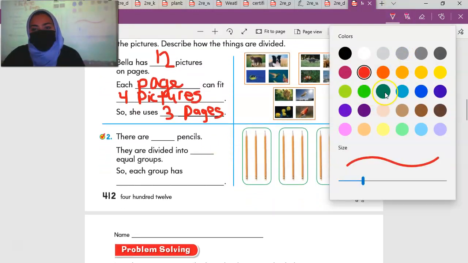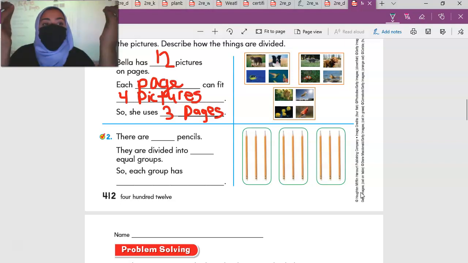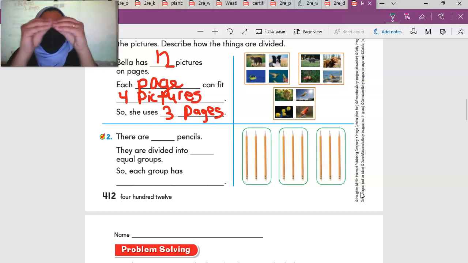Okay, do you guys kind of get it? All right. There are blank pencils. How many pencils are there? No. Guys, they're asking, the first number is always how many items there are in all, not how many there are in each group. That's not what they asked. So how many pencils are there in all here? 9.